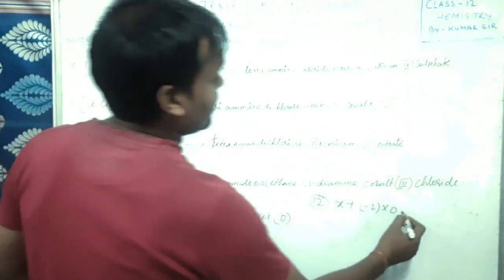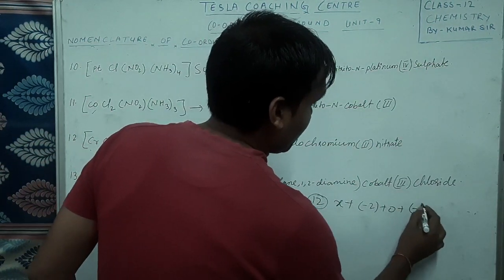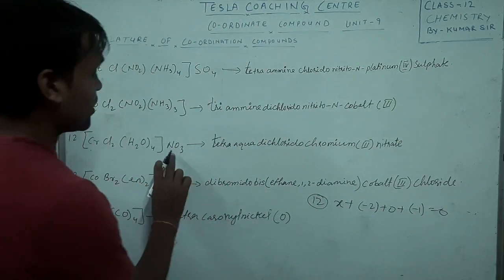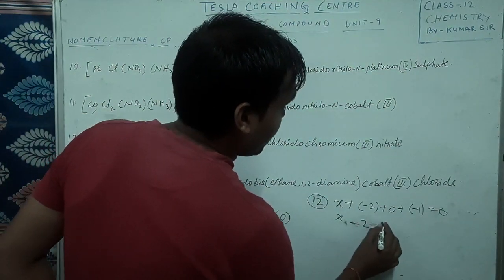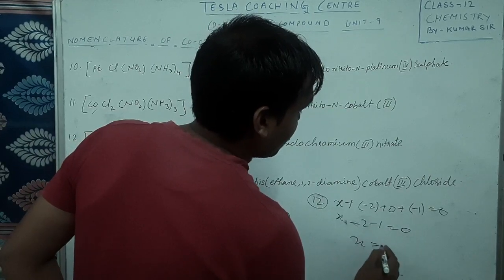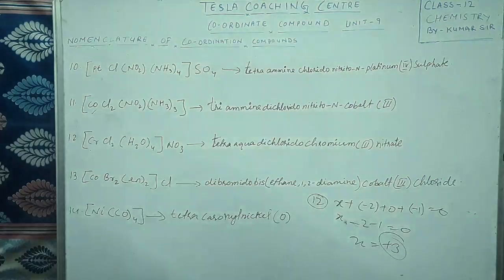NO3 is how much? -1. NO3 ka oxidation number is -1. So x minus 2 minus 1 equal to 0. So x is equal to +3. So oxidation number we have written it as +3.